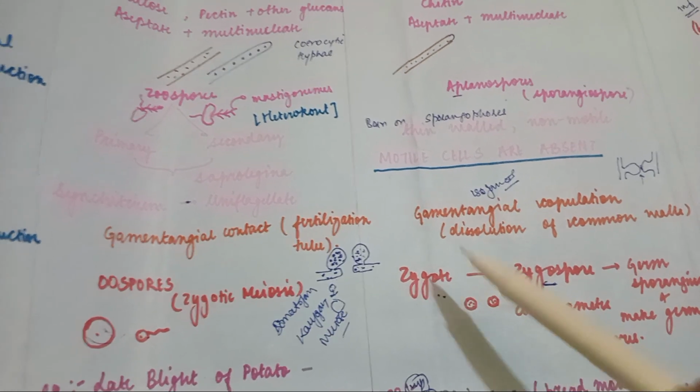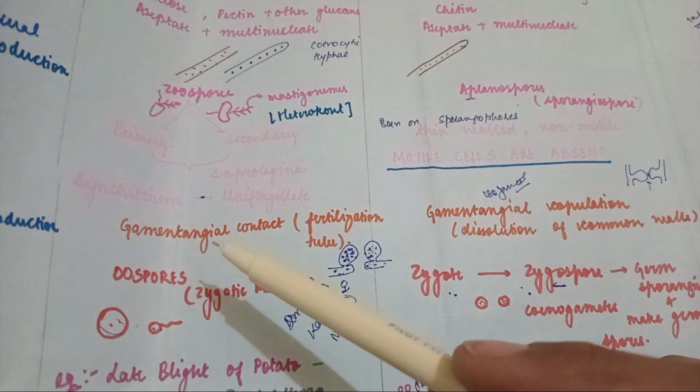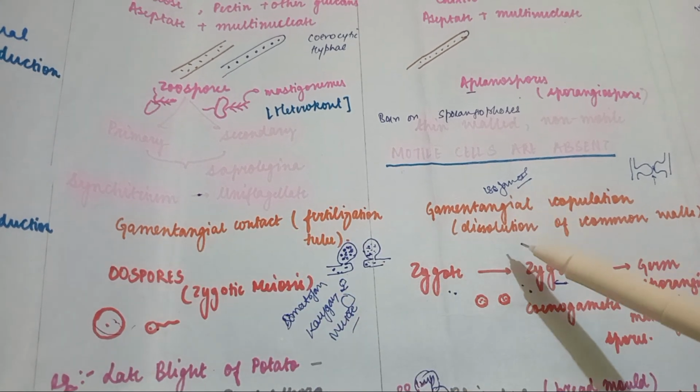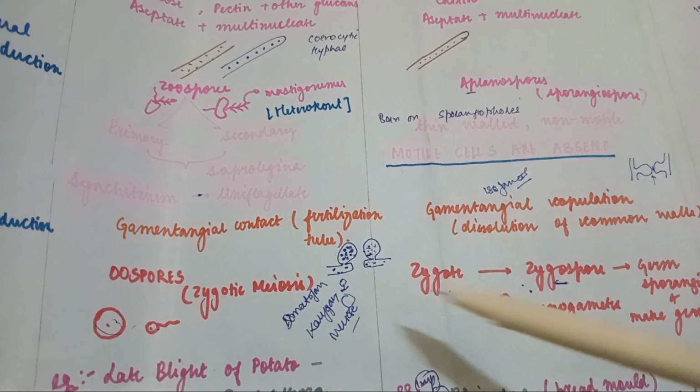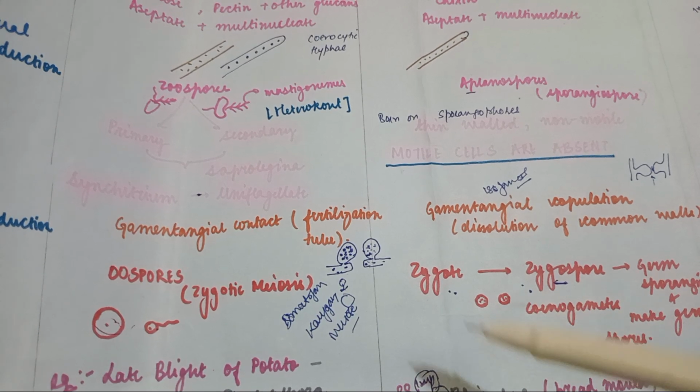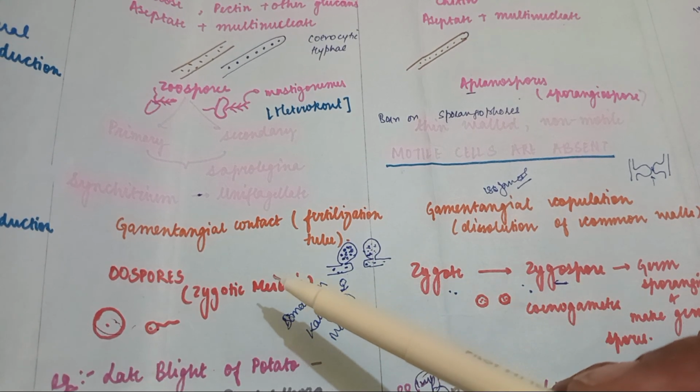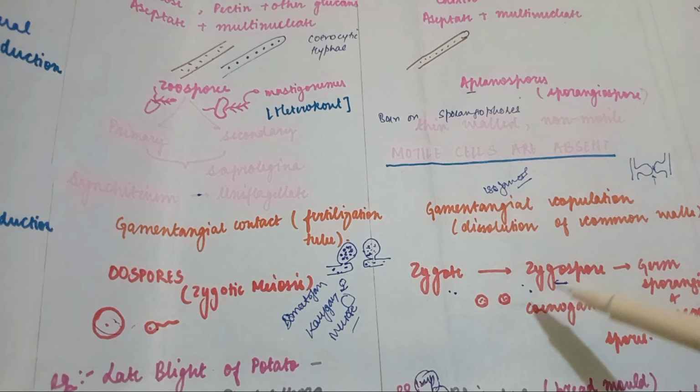So this was the difference between the sexual reproduction. Here it was gametangial contact, here it is gametangial copulation. Here it is the oogamous condition, here it is the isogamous condition. Here zygospores are produced in Zygomycetes.